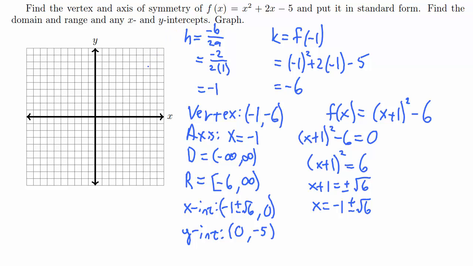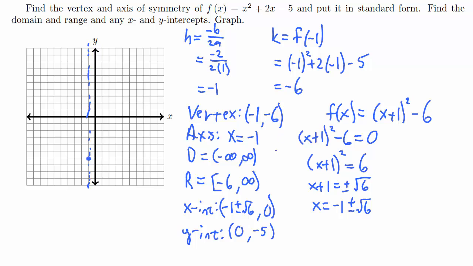Now we're going to graph it. We're going to start out with the axis of symmetry. So I'm going to draw a vertical dotted line at x equals negative 1. Then I'm going to graph the vertex, which is negative 1, negative 6. 1, 2, 3, 4, 5, 6.